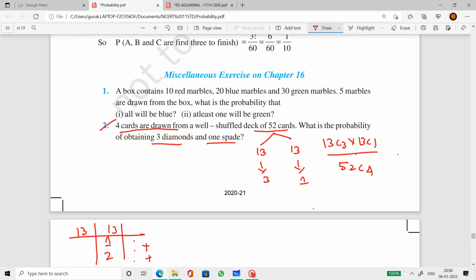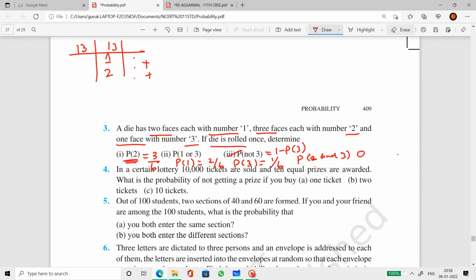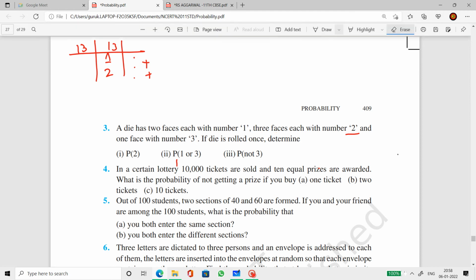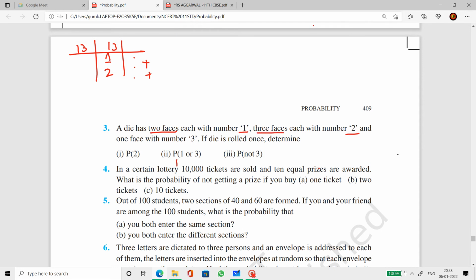Next question. Let me erase this and do it one more time. A die has two faces with 1, 3 faces with number 2 and 1 face with number 3. If the die is rolled, find the probability of getting 2. 2 is there in 3 faces and there are 6 faces in a die. So the probability of getting 2 is 3 out of 6.